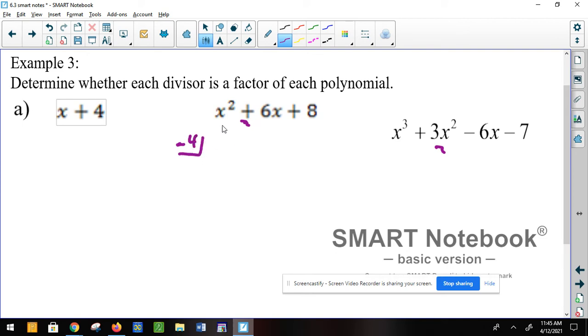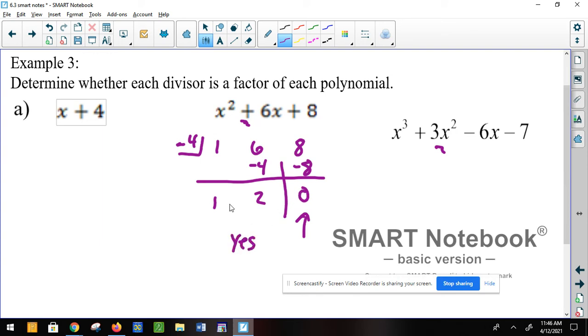-4 in the box. Then you go 1, 6, 8. You drop the 1. -4 times 1 is -4. You add down, you get 2. -4 times 2 is -8. You add down, you get 0. All I care about is this. I don't care about what the quotient is. I just care that the remainder was 0. So the answer is yes. X plus 4 is a factor of x squared plus 6x plus 8 because you got a remainder of 0 when you divide it.